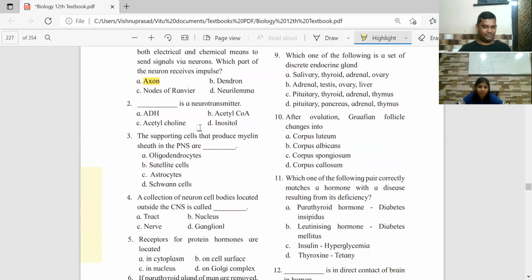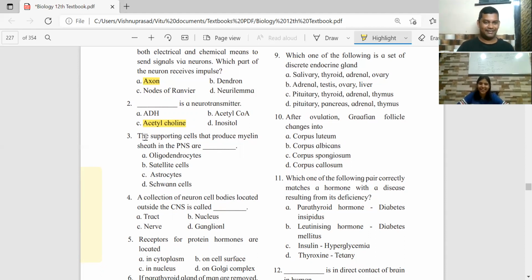बोल. ADH, acetyl coenzyme A, acetyl and inositol. It was neurotransmitter. Wait. Oh, yes, you told me about neurotransmitters. Some acetyl. Wait, not coenzyme. Acetylcholine. Choline. Acetylcholine. That's the answer.